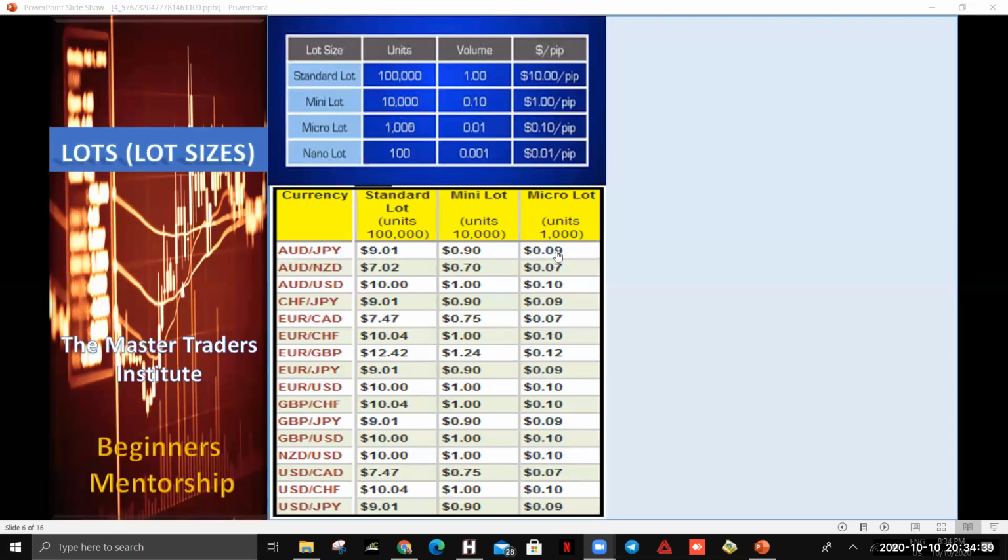It's better to gradually grow your account than to grow your account fast. And when the market goes against you, you lose everything.